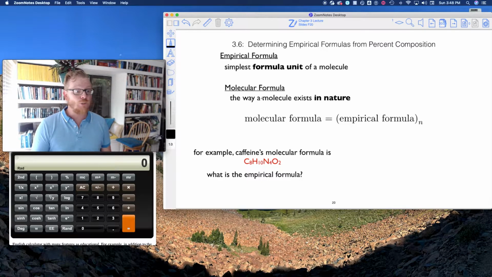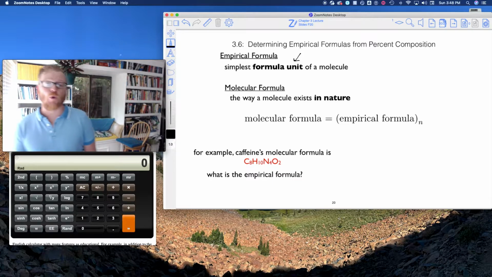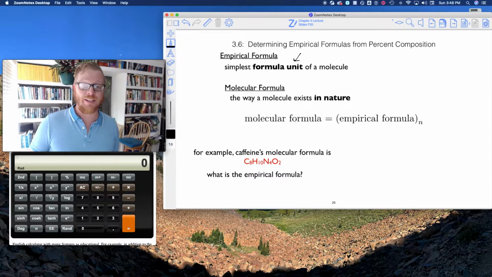Okay. So what is the empirical formula and what is the molecular formula? Well, the empirical is the simplest formula unit of a molecule. Formula unit being like the little formula that we write down, you know what I mean? Like NaCl or CO2 or whatever, right? The formula. Okay. The molecular formula is the way the molecule exists in nature.